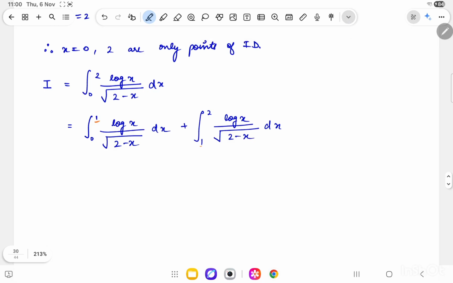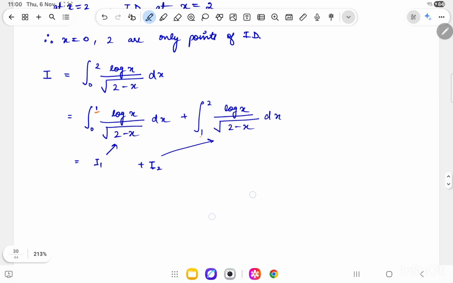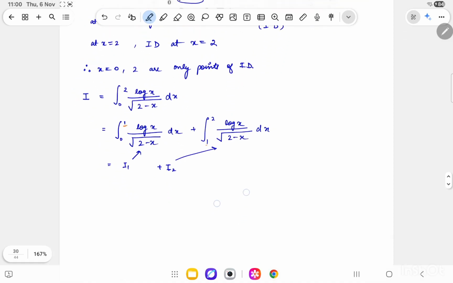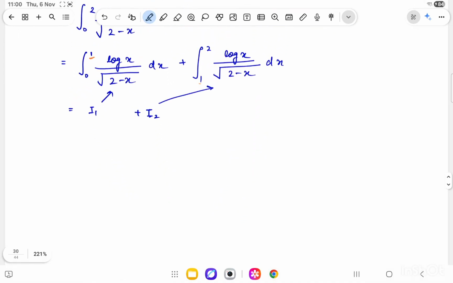So now let me name them as I1 and I2. This integration is I1 and this one is I2. Now I'll check their convergence separately. First I'll check convergence of I1 and then I'll move on to check convergence of I2.